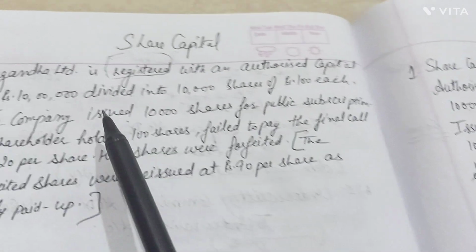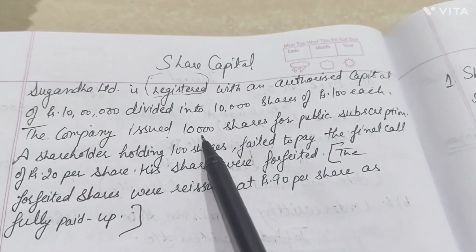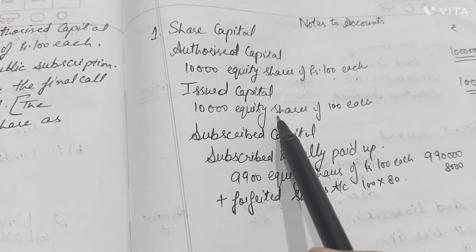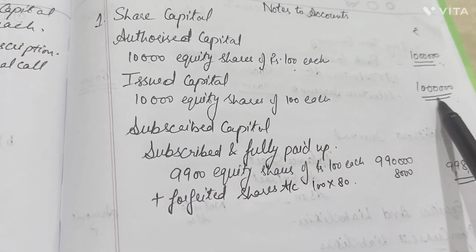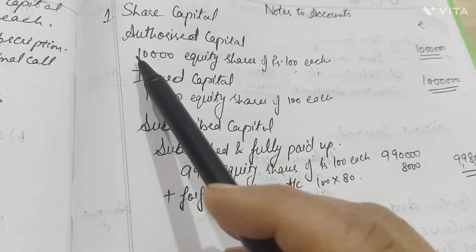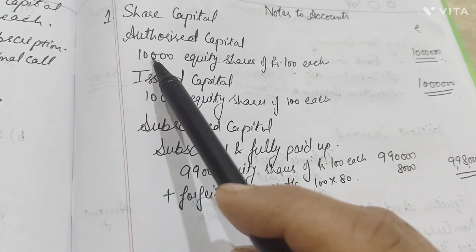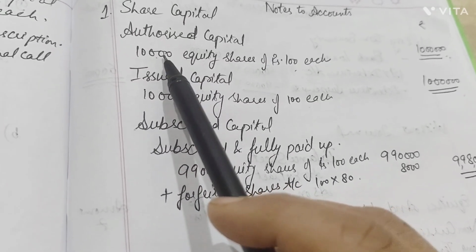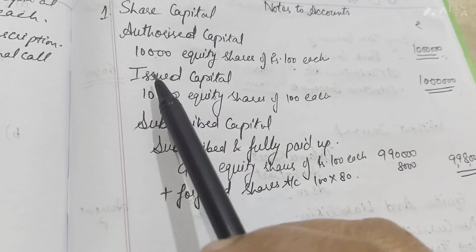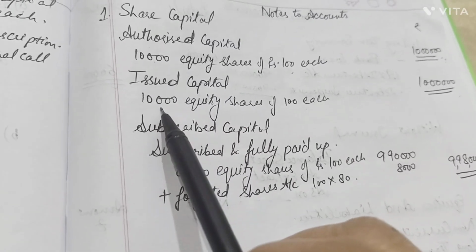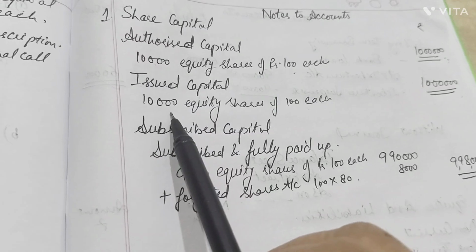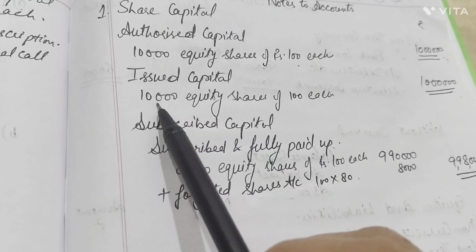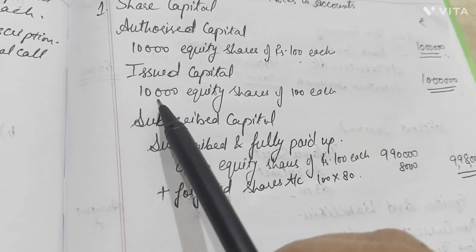Then issued capital. In the question it is given that the company issued the full value of shares for public subscription. So the issued capital here is 10,000 equity shares of rupees 100 each, rupees 10 lakh. You can take it as your counter where you have placed 10,000 pens that you had in stock to sell, and you have kept all of them at your counter for sale. This is the total stock with which you are ready to sell, and you put the whole stock at your counter for sale, so it becomes issued.